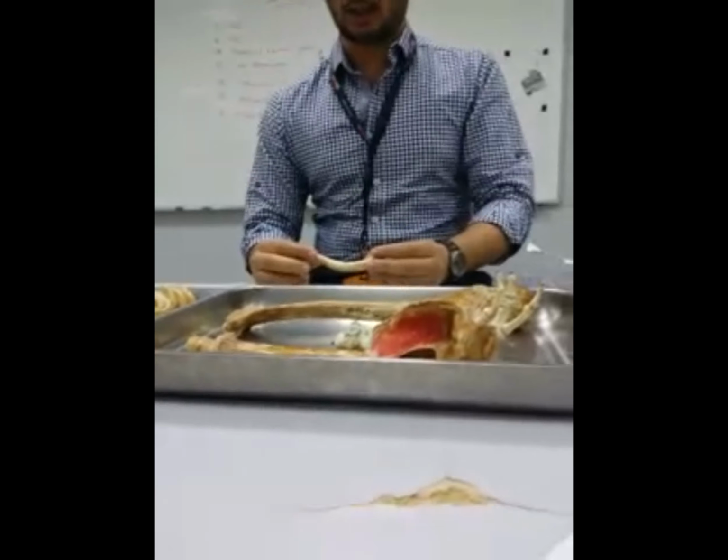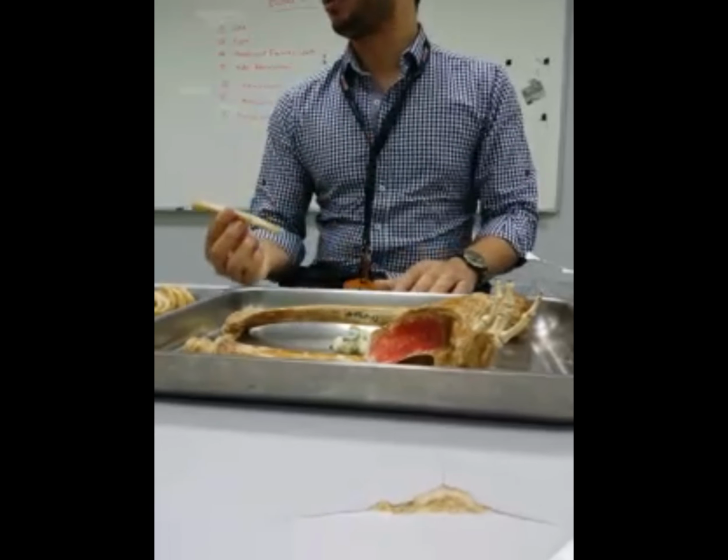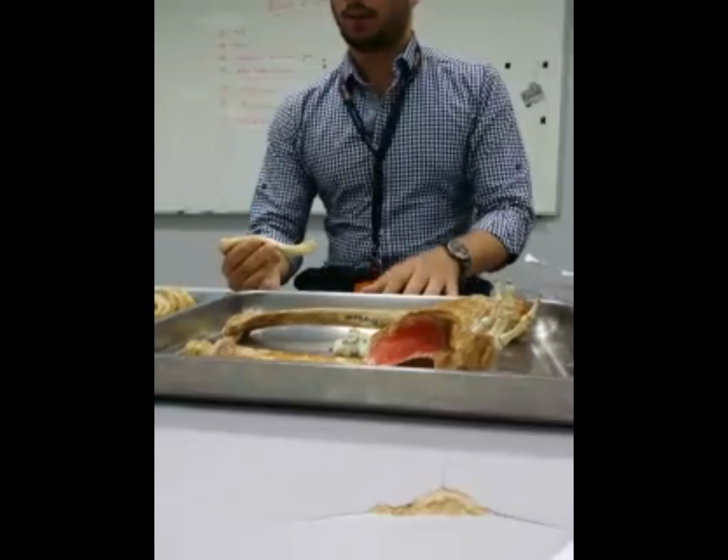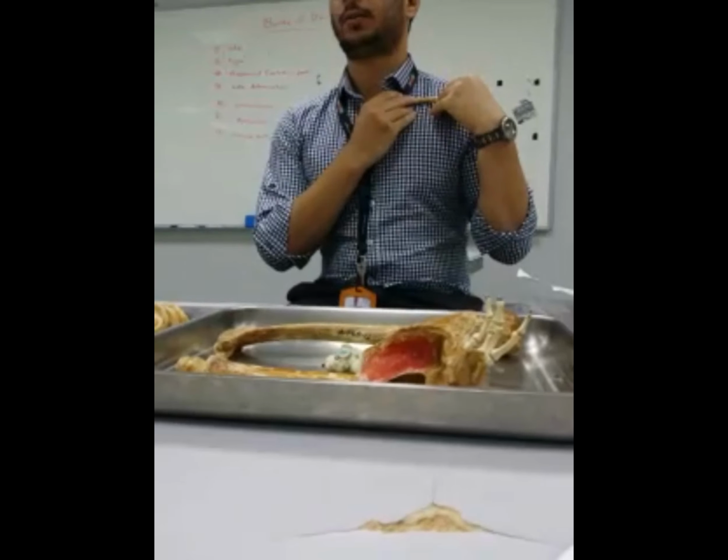So first, for the first bone we have the clavicle. Sometimes we call the collarbone. Okay. So the site of this bone, this one will be located here, in front of the chest and the lower part of the neck. Okay. So this one we call the clavicle.